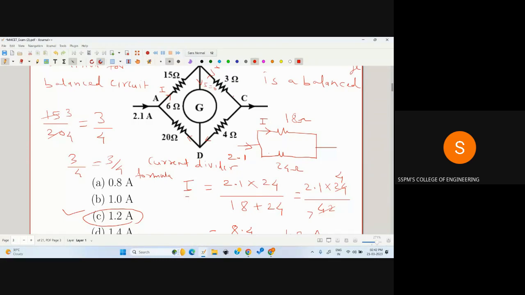Suppose sometime you are asked to determine the current in 24 ohm, how can it be calculated? The total current into 18 divided by 18 plus 24. Let's consider the current flowing through the 24 ohm is I1. According to the current divider formula, it would be 2.1, the total current, into the opposite resistor 18 divided by 18 plus 24. So in this way you determine the current in any branch.